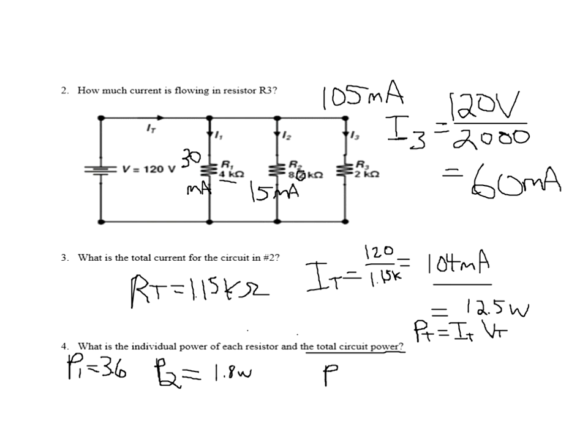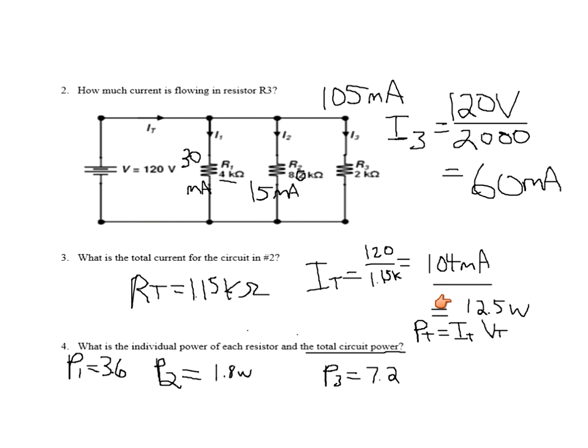All right, now the power in R3 is going to be its current times its voltage. So its current is 60 milliamps times 120 volts, 7.2 watts for that one. Now that better be, when I add these three together, this one, and this one, that better be pretty darn close to that. Let's see what it works out to be.